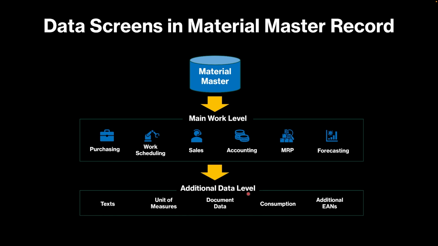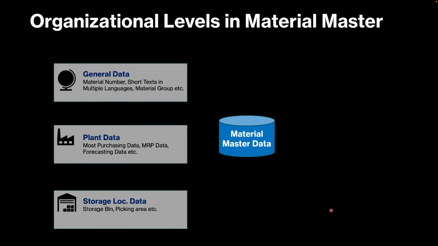And you can see in this additional data level, you have multiple additional data also which you can maintain. Like you can maintain text for a material, then multiple unit of measurements you can maintain, then document data, consumption data, and additional EANs. So in SAP also we'll see where this main work level and additional data level comes on the screen. But whenever you are maintaining the material master, you can maintain at both these levels. You can maintain in the main work level also, and the additional data you can maintain in the additional data level.